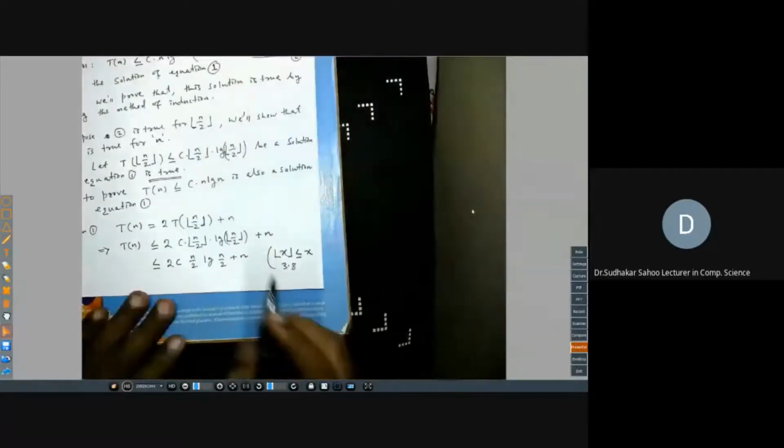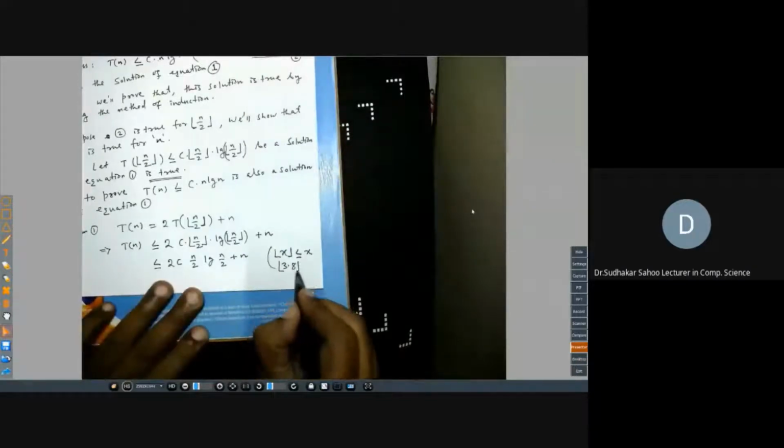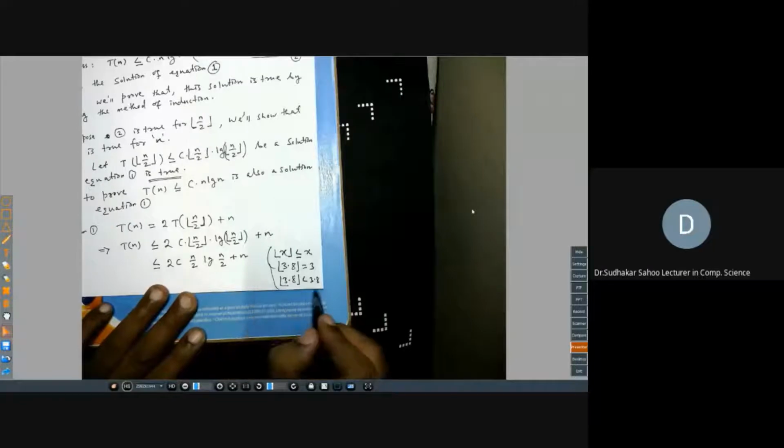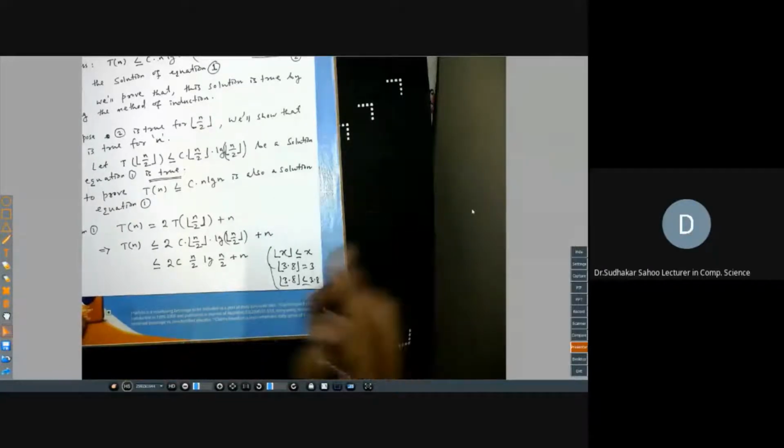3.8. What is the floor value of 3.8? What is that? This is 3. Right? The floor is the integer part. So always this is 3.8 floor and 3.8. In this example, it is less than. So less than or equal to, always you can write. Right? So floor function is always less than or equal.